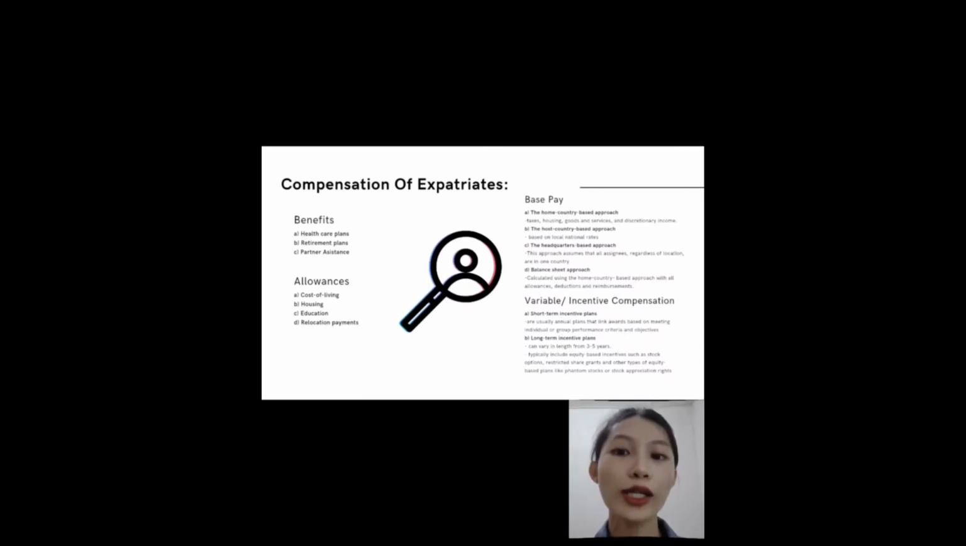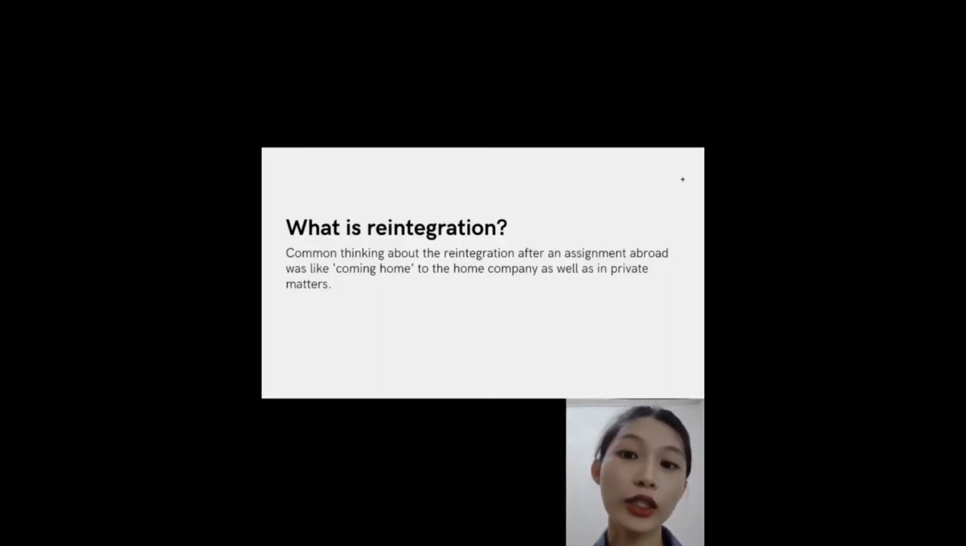And the last point is allowance. Allowance generally falls into four categories, which are cost of living, housing, education, and relocation payments. What is the meaning of reintegration? It is common thinking that reintegration after an assignment abroad is like coming home to the home company as well as in private matters.